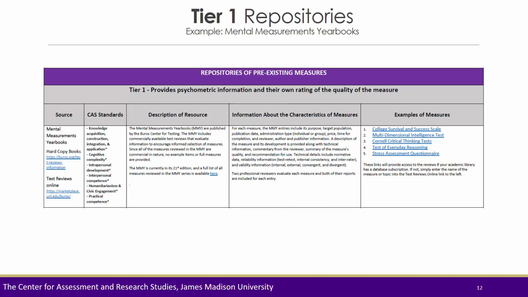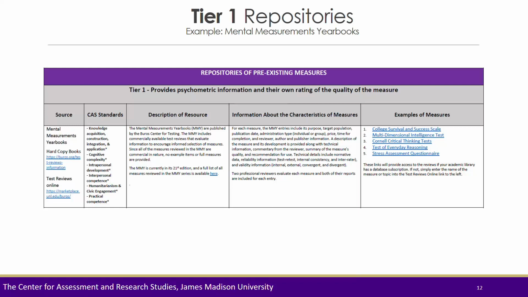Tier 1 includes repositories that provide the psychometric properties of the measures, as well as their own rating or evaluation of the quality of those measures. We recommend that you start at Tier 1 when searching for a measure of your outcome, because Tier 1 repositories evaluate the quality of the measures for you.